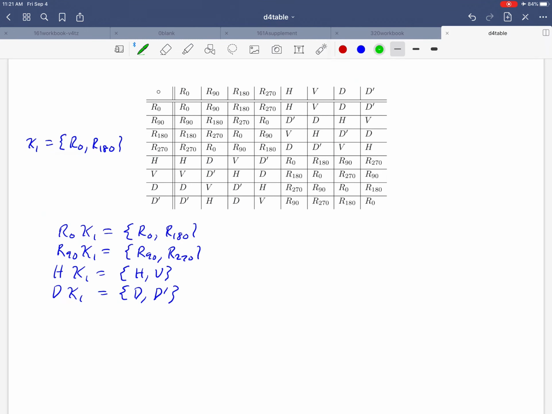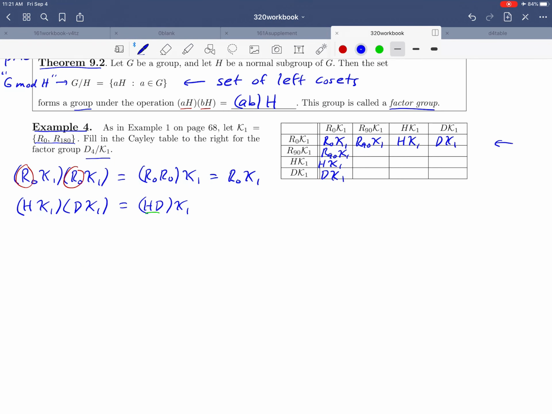Okay, here's a Cayley table of D4. And H times D, notice, gives us R90. Okay, so back to the page that we were on, we now know that this coset is going to be R90 times K1. Okay, and so we can fill in our table. Let's see, what did we just calculate? H times D, so that's going to go here.